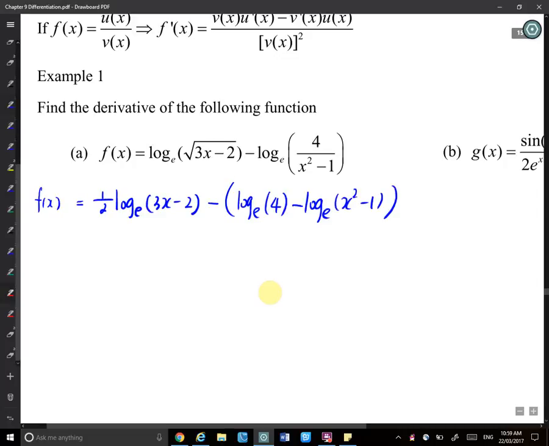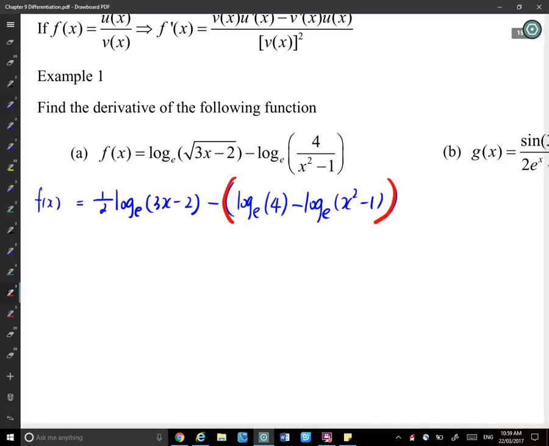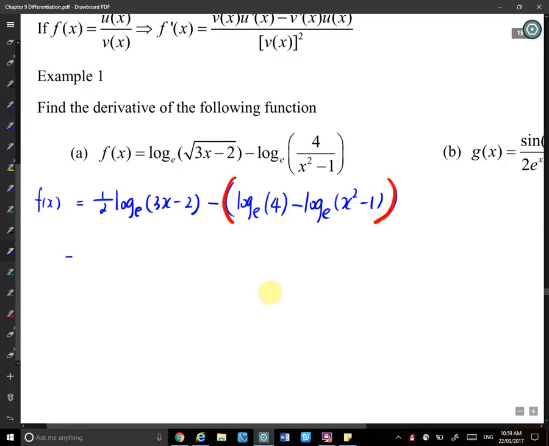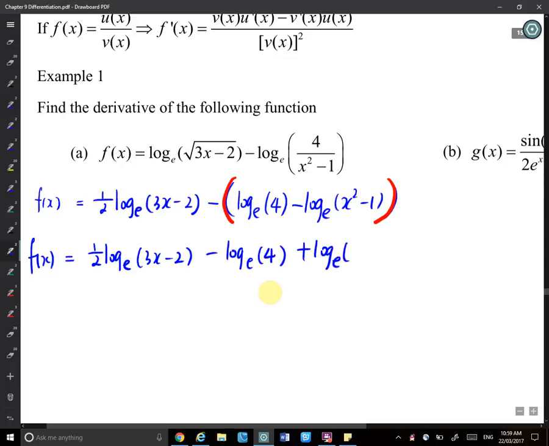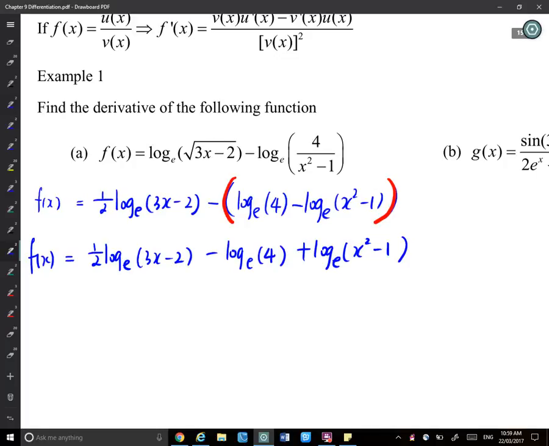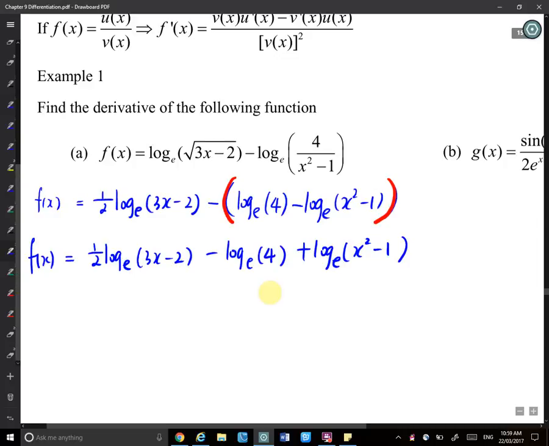Okay, this bracket is really important. When you separate log e 4 minus log e (x squared minus 1), they're together. That's one thing, they're together. You need to have the bracket here. Then I will have a half log e (3x minus 2) minus log e 4 plus log e (x squared minus 1). What is log e 4? Constant.